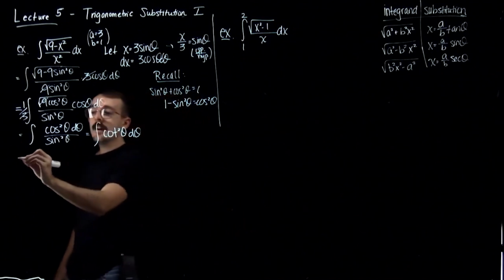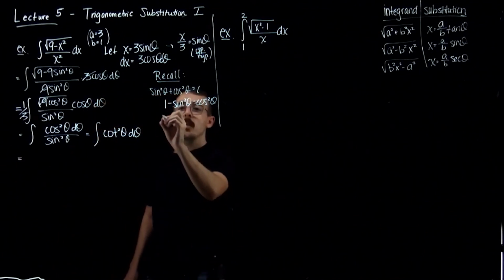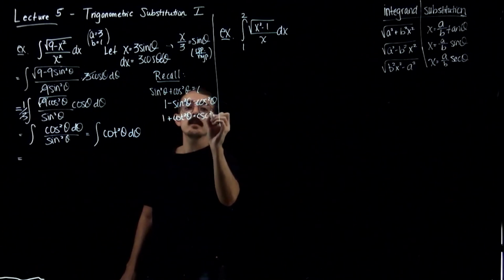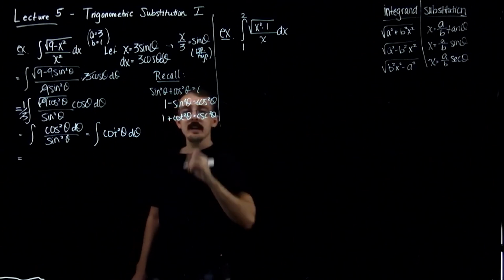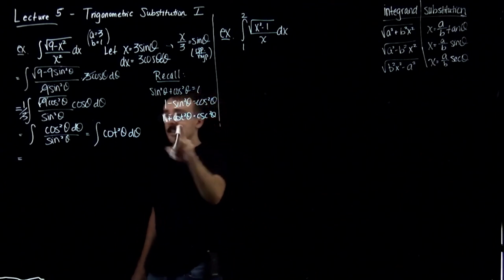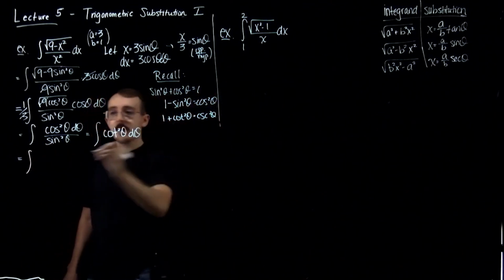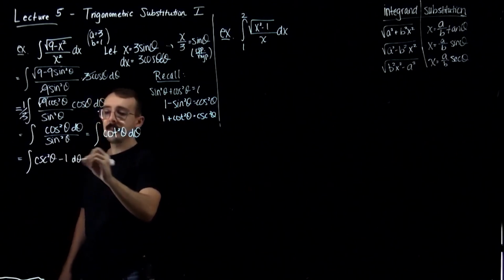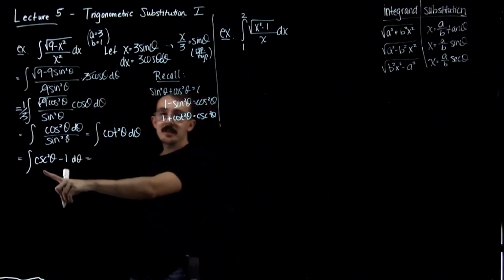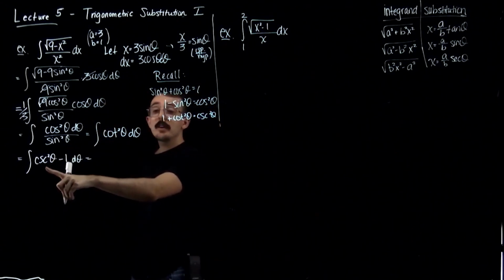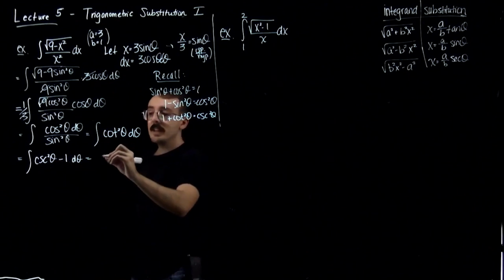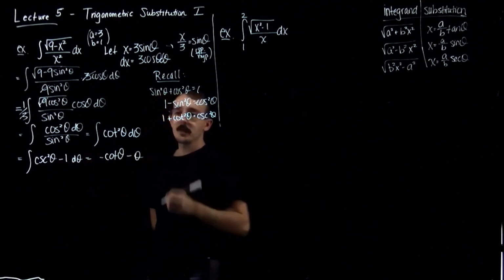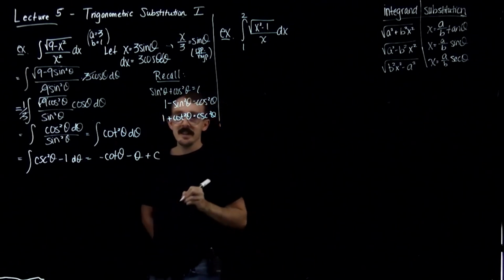And I can call on another identity that I know. So 1 plus cotangent squared theta is equal to cosecant squared theta. So if I rearrange this, cotangent squared is cosecant squared theta minus 1. And then this I actually have an antiderivative rule for. So the integral of cosecant squared is cotangent, but it's negative. Minus, and the integral of 1 is just the variable you're working with, which is theta, plus c.